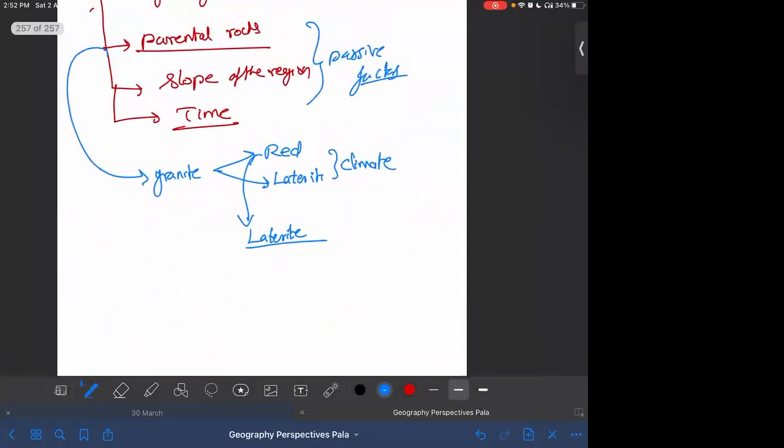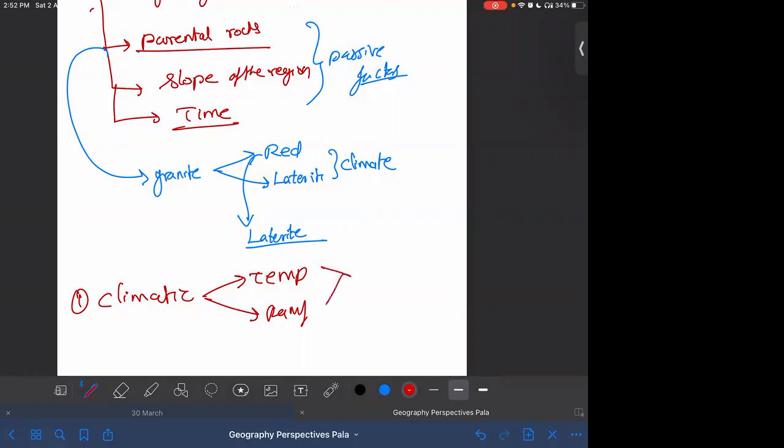Now, the most important one would be climatic factors. Climatic factors are of what type? Two types, basically temperature and rainfall. Temperature and rainfall are the two factors that determine the soil formation process. Now, how do these two influence, temperature and precipitation? These will be influencing all the properties of soil formation that we've seen earlier.